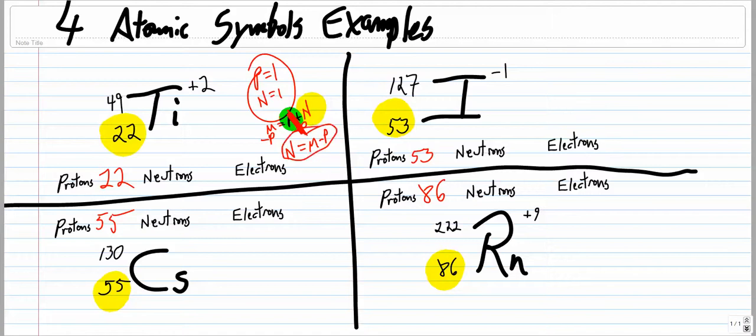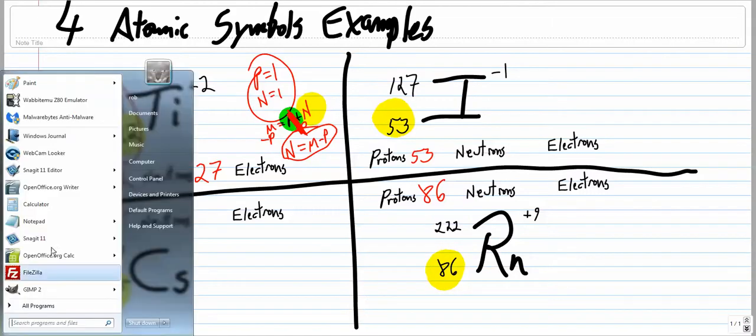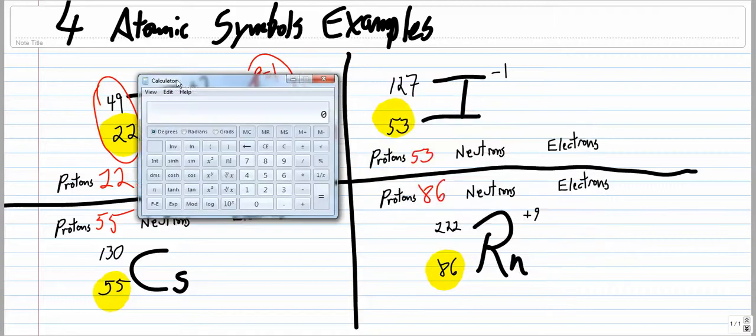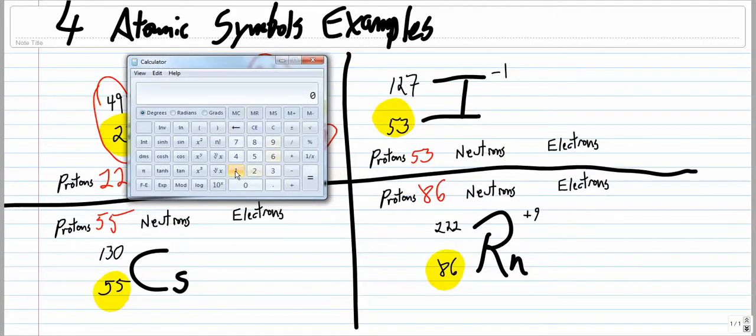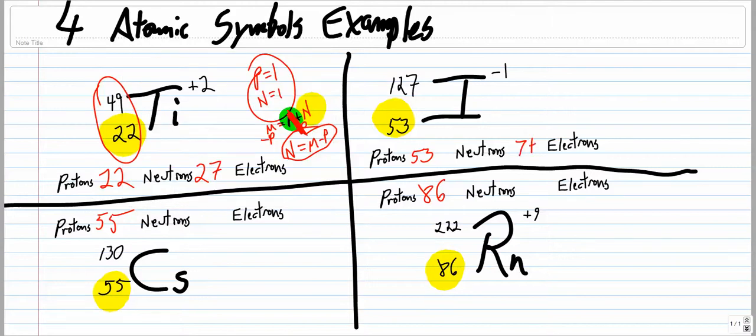So now this is not too difficult. For this titanium atom right here, the neutrons is going to be 49 minus 22. So what's that? That's 27 neutrons. And then what's going on with this iodine atom? Well, I picked a big one here, so I don't know if I can do that in my head. So here's my calculator. 127 is the mass, that's the protons and the neutrons, minus the protons, which is 53, and I get 74. So this guy's got 74 neutrons.